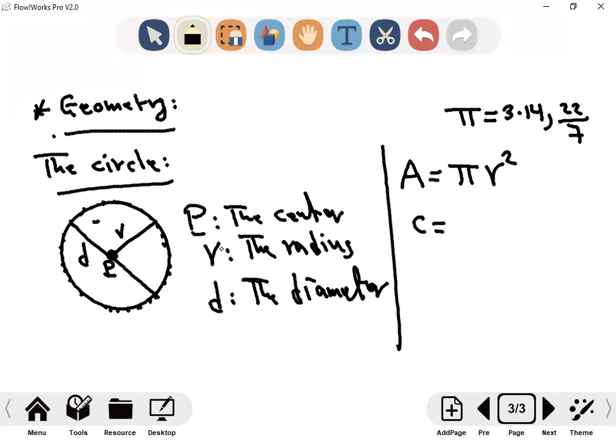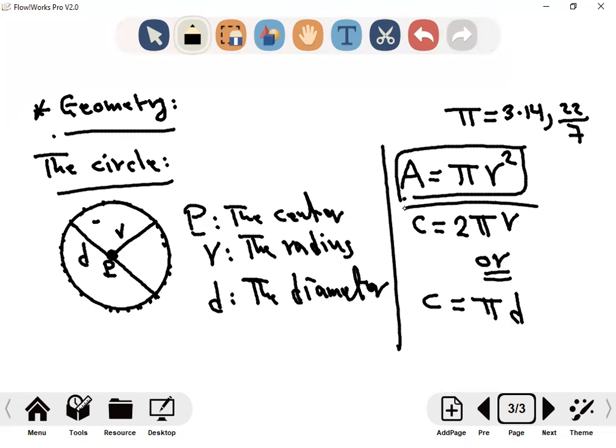Now, how do we find the circumference? Like the area, we have formulas for the circumference. It has two formulas. The first one, 2 pi r. Or you can use this, C equals pi multiply D. This for the area, and these two formulas for the circumference.